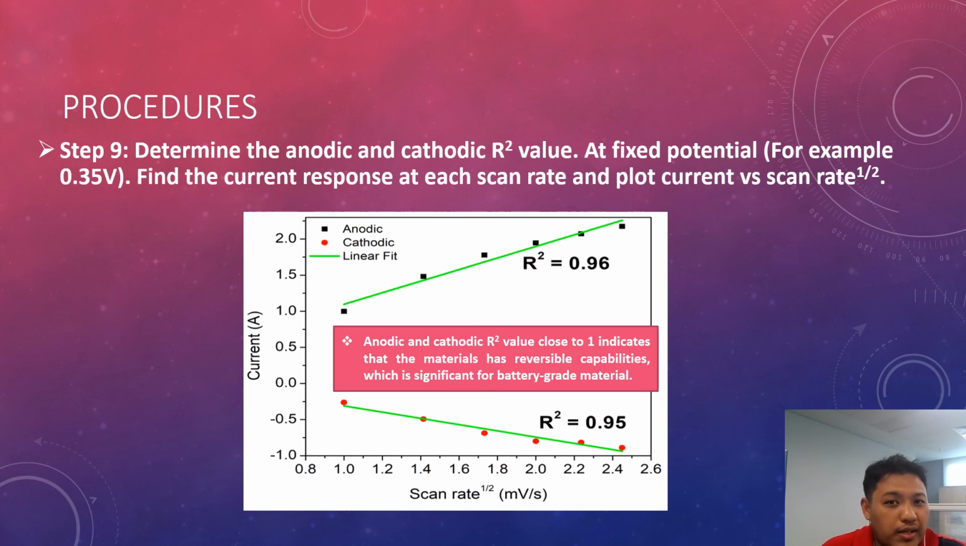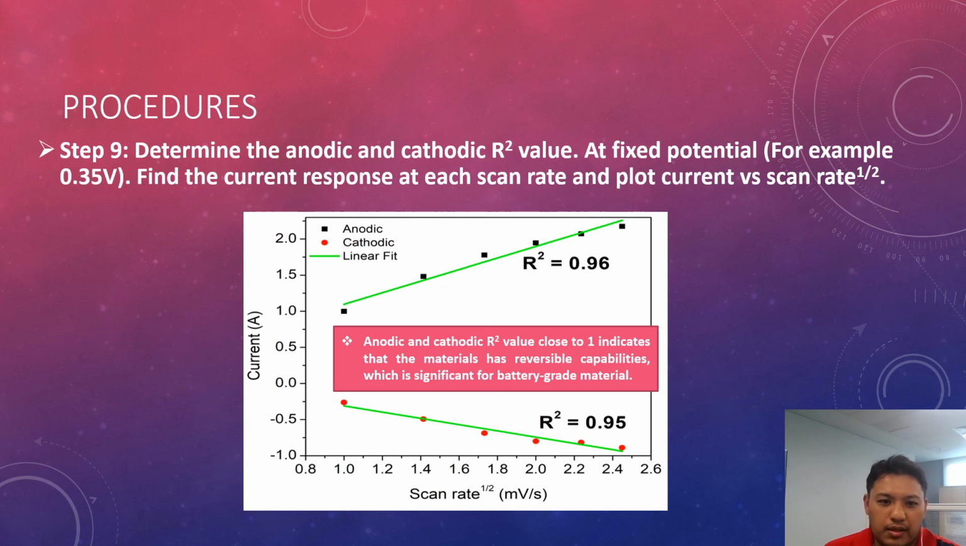Okay, next, procedure number 9. This is additional data, so you can do this or you can skip it, depending on you. Step 9 is determine the anodic and cathodic R square value. So we want to see the regression at a fixed potential, for example 0.35 volt. Find the current response at each scan rate and plot the current versus scan rate to the power of half.